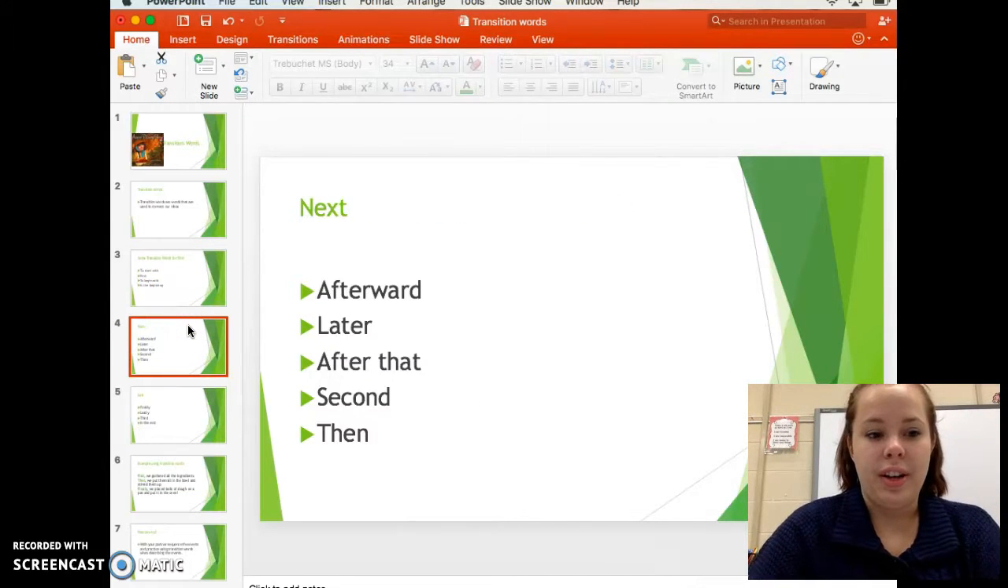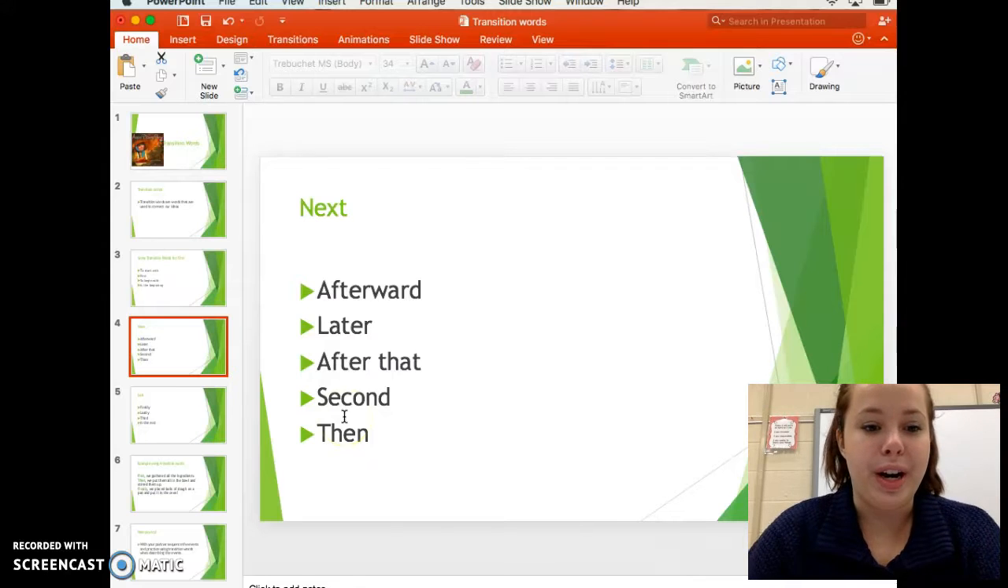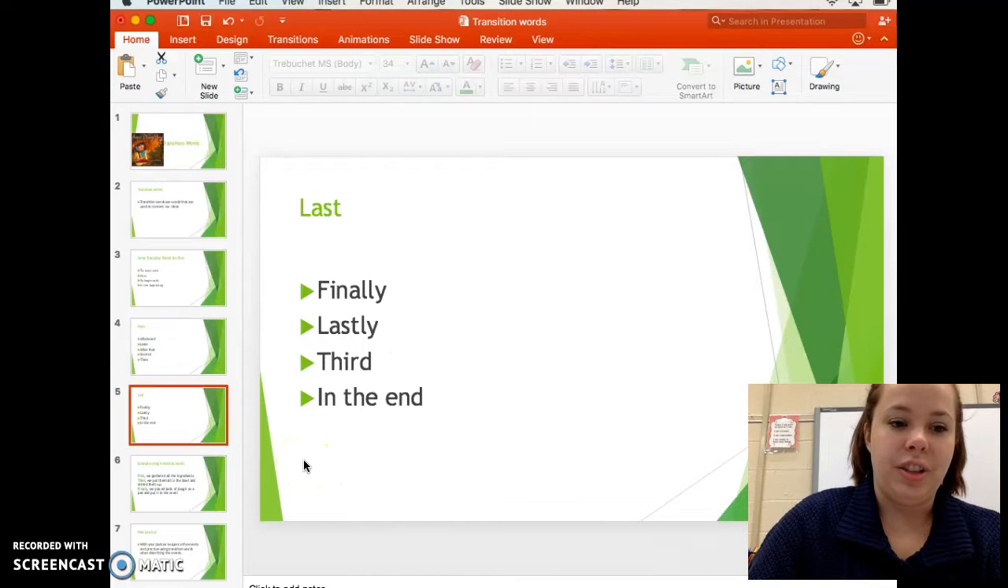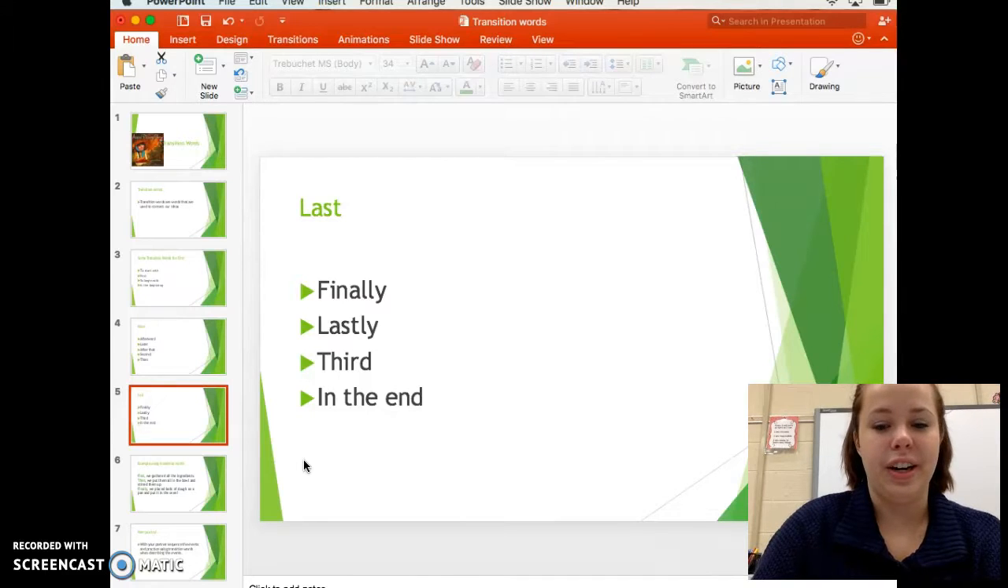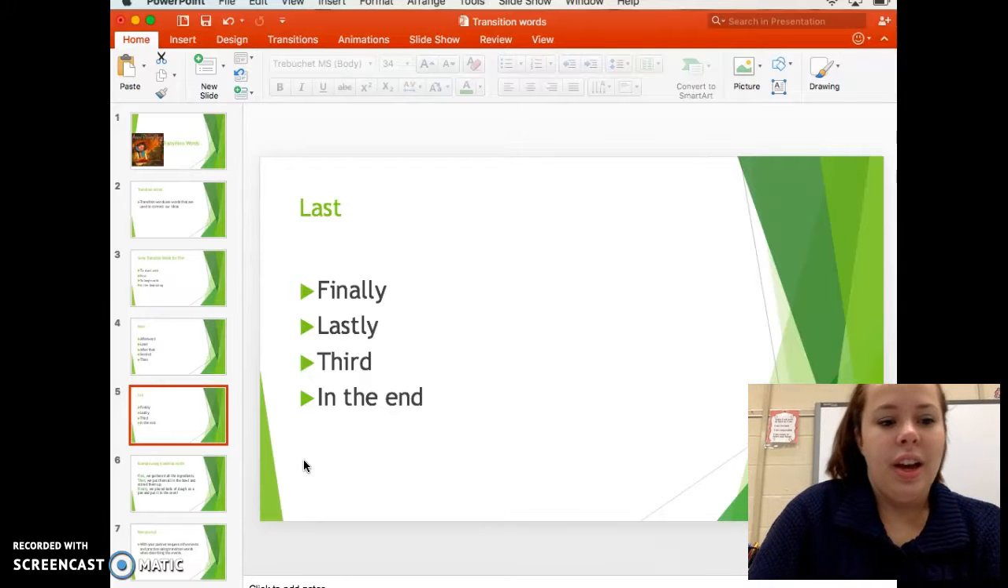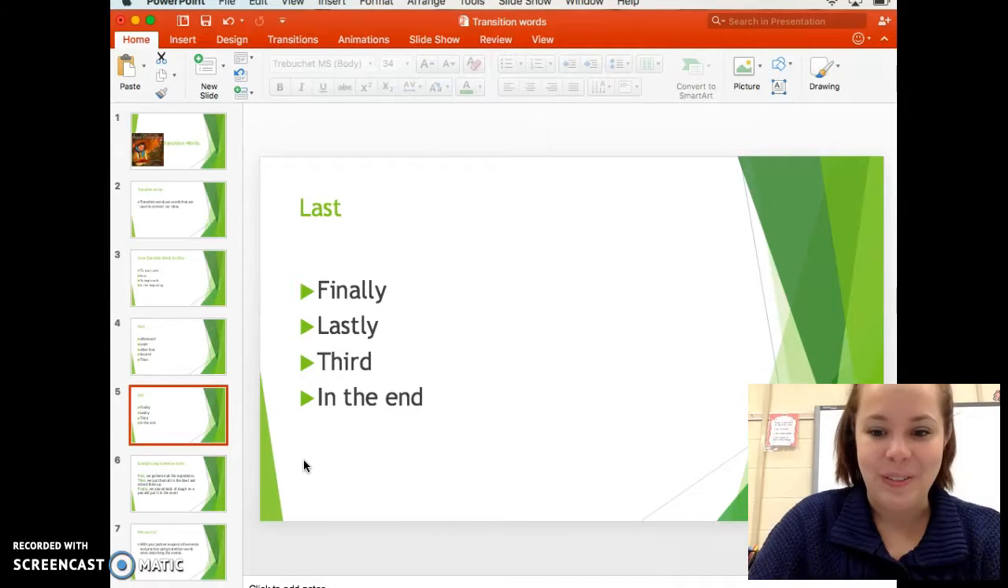So also, next is the word next. Instead of using the word next, students can use the words afterward, later, after that, second, then. And I like to just go through these last. They could use finally, lastly, third, or in the end. And then I also like to have them try to think of some words they could use, which can sometimes be difficult, but sometimes they come up with some good ones.